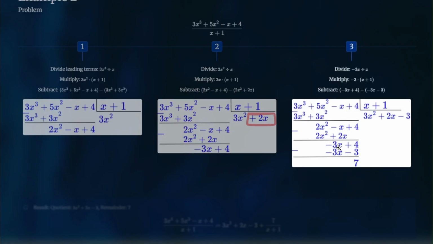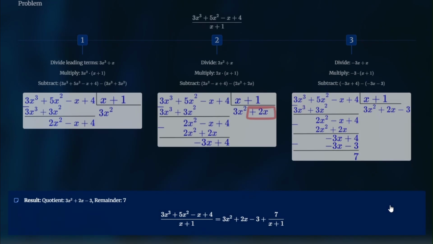We'll divide negative 3x by x. And that is negative 3. Now let's multiply. Negative 3 times x is negative 3x. Negative 3 times 1 is negative 3. Now let's subtract. Negative 3x minus negative 3x is 0. And 4 minus a negative 3 is 7. So our quotient is 3x squared plus 2x minus 3 with a remainder of 7. So our final answer will be 3x squared plus 2x minus 3 plus 7 over our divisor, which is x plus 1.